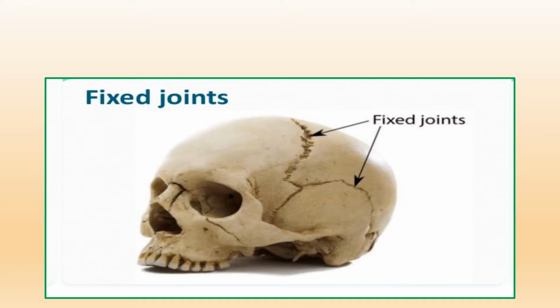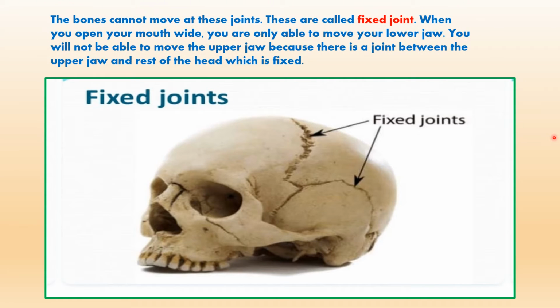Now in the skull we have the fixed joint. You can see flat bones, they are fixed. There is no movement at all. The bones cannot move at these joints. These are called fixed joints. When you open your mouth wide, you are only able to move your lower jaw. You will not be able to move the upper jaw because it is fixed with the other bones of the head. There is a joint between the upper jaw and the rest of the head which is fixed, and they protect a very important organ of our body, and that is the brain. So this is a fixed joint.